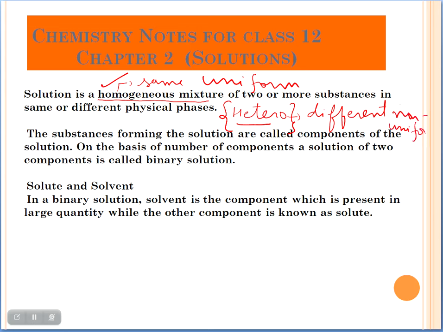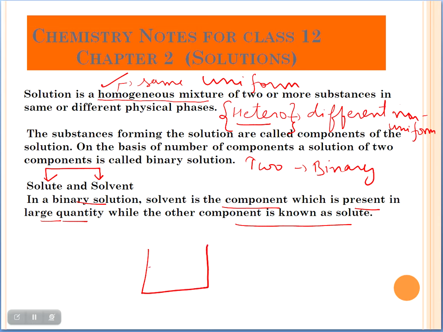So a solution is a homogeneous mixture of two or more substances. Now we can decide by the components. If two components are there, then it will be a binary solution. If three are there, it will be a ternary solution. A solution will have two parts: solute and solvent. In a binary solution, the solvent is the component which is present in the larger quantity, while the other component is known as the solute.